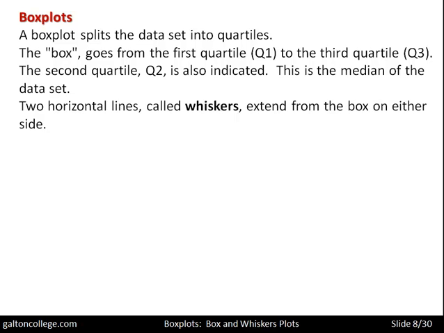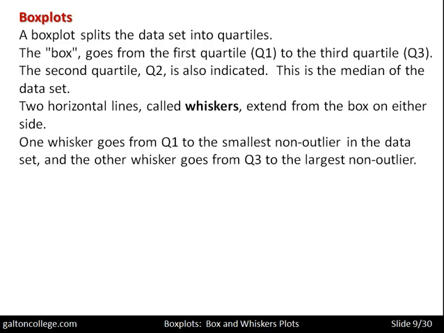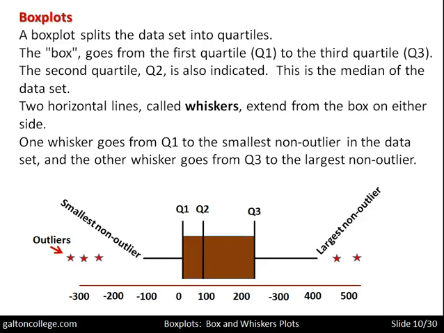Two horizontal lines called whiskers extend from the box on either side. And we'll see what this looks like in a second. One whisker goes from Q1 to the smallest non-outlier in the data set. The other whisker goes from Q3 to the largest non-outlier.